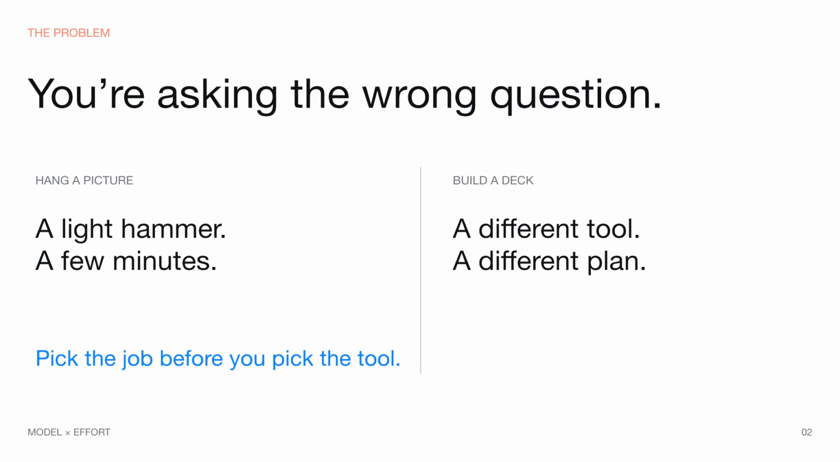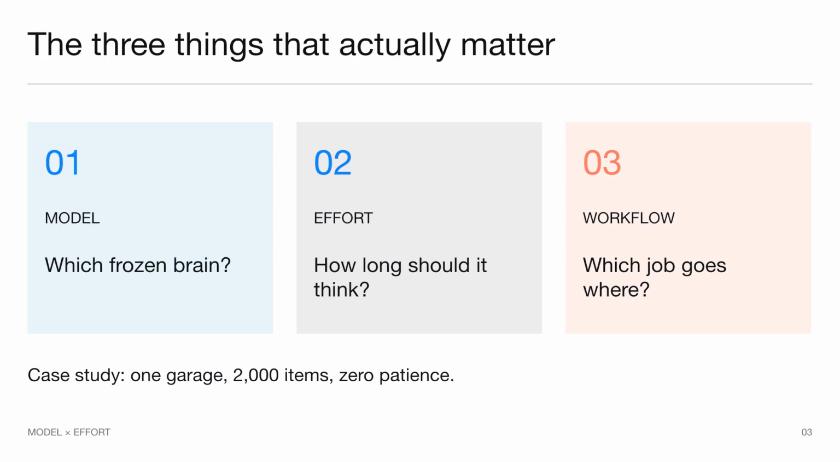That's like asking me which hammer is better before you've told me if you're hanging a picture or building a deck. So today we're going to fix that. We're going to talk about what a model actually is, what this effort level knob does, because frankly, most people are turning that knob like it's a volume dial and it is not. And then I'm going to walk you through a real project where you'd use both of these things together. And it involves my garage, which, spoiler alert, looks like a GameStop exploded in 1997.